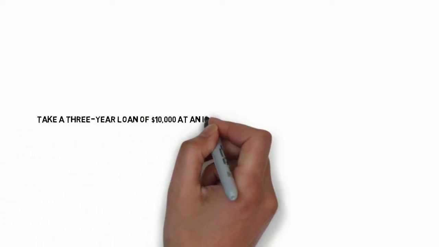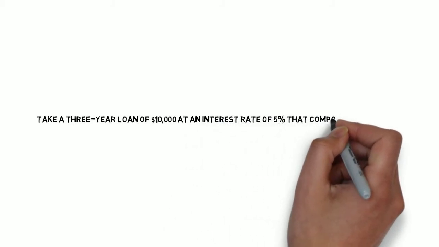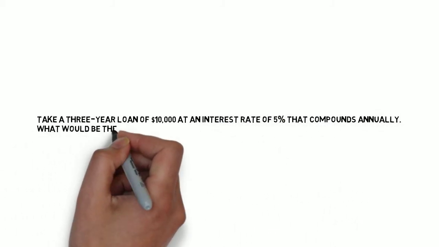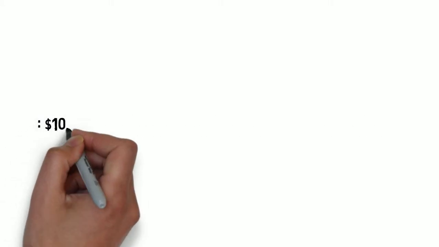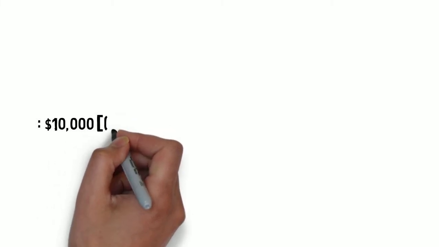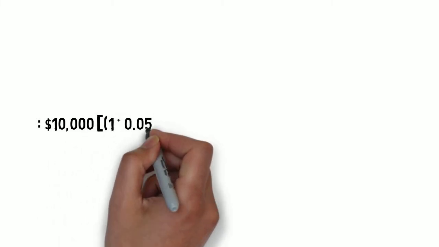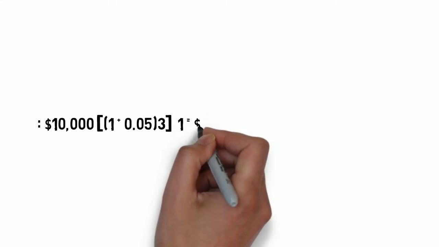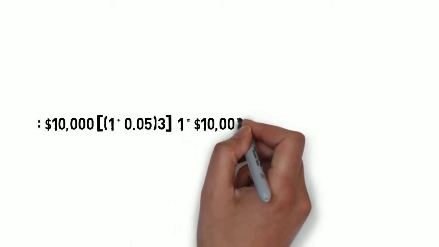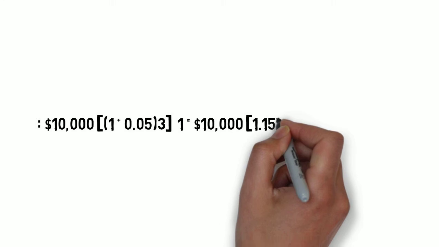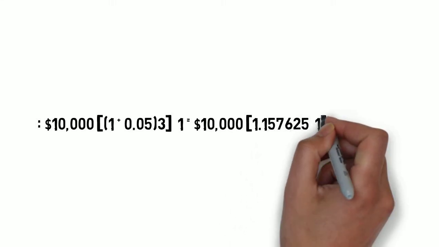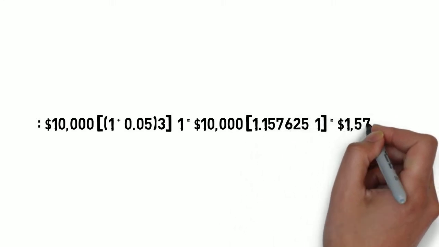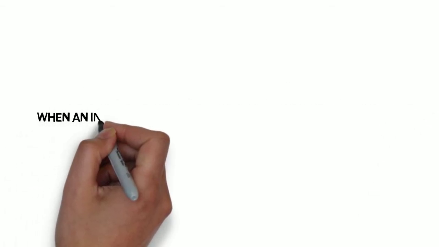Take a 3-year loan of $10,000 at an interest rate of 5% that compounds annually. What would be the amount of interest? In this case, it would be 10,000 times the quantity 1 plus 0.05 to the power of 3, minus 1, which is equal to 10,000 times 1.157625 minus 1, which is equal to $1,576.25.